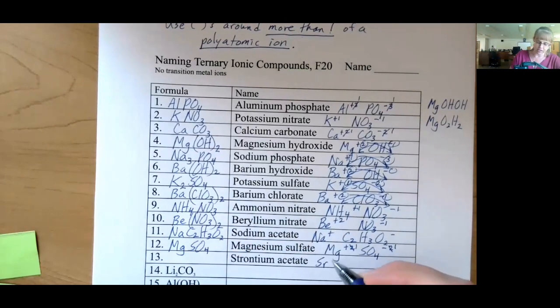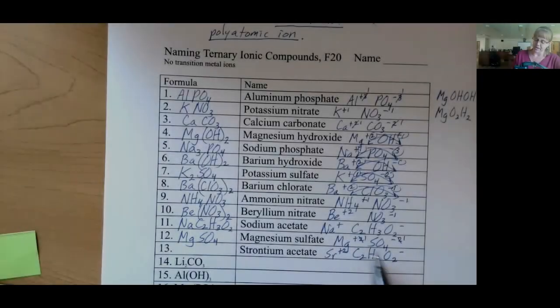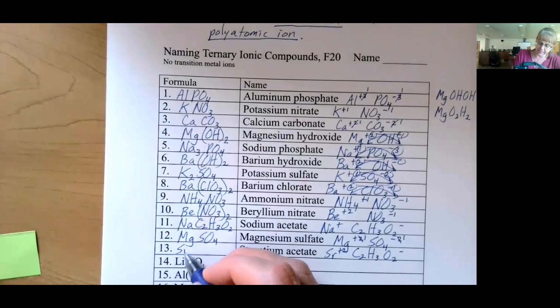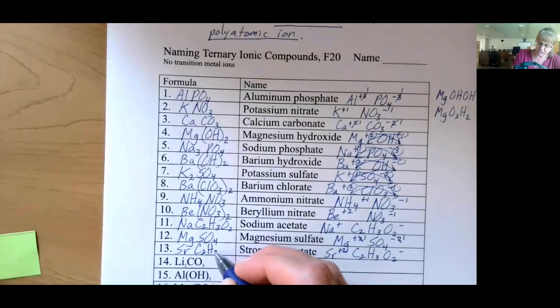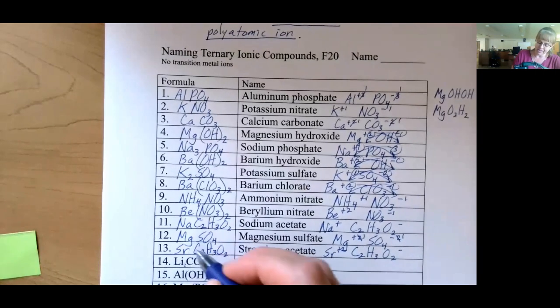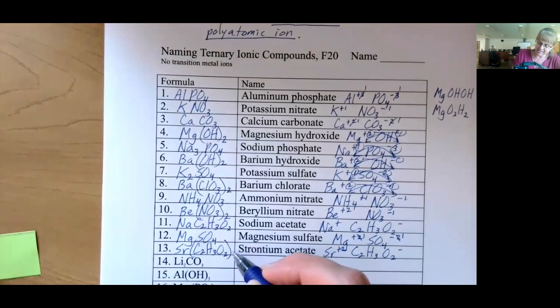Strontium acetate. Okay, so we have a positive 2 and a negative 1. Copy your strontium, invisible 1. Copy your acetate, C2H3O2, and this 2 goes after the entire polyatomic ion, so we need parentheses and an extra 2.